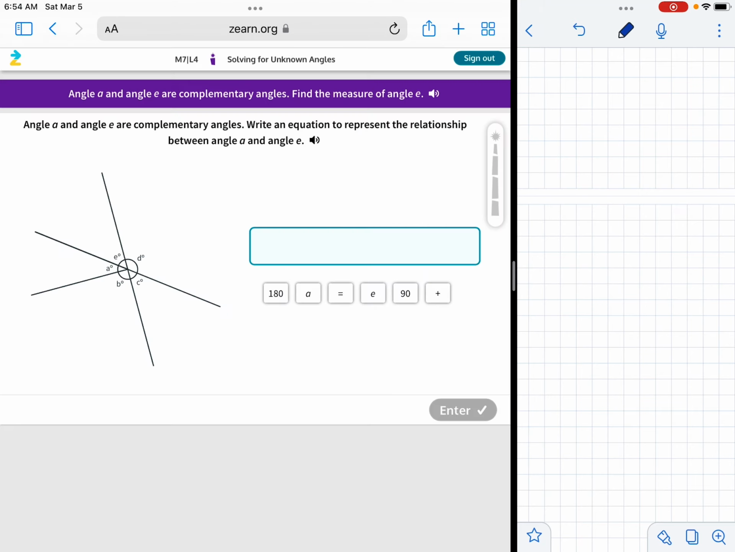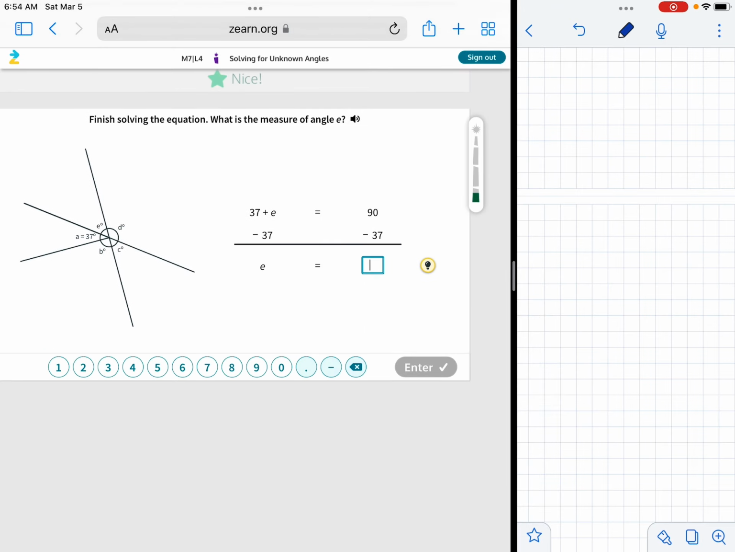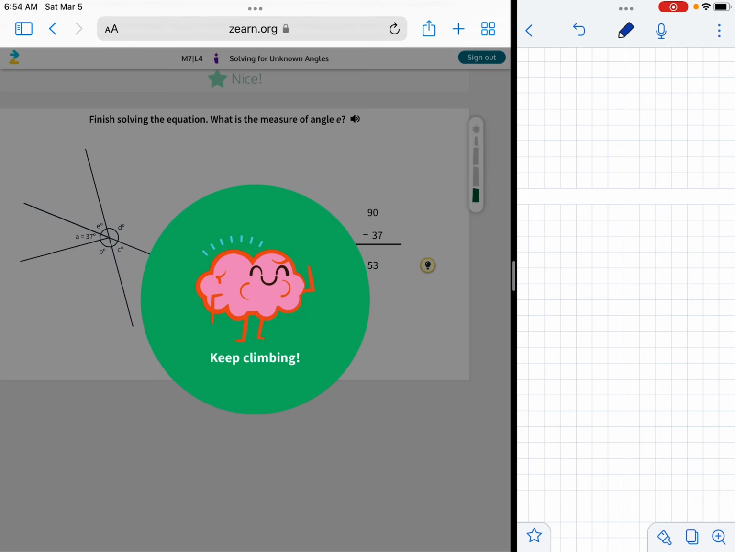All right. A and E complementary. So A plus E equals 90. We're going to subtract 37 from both sides. 90 minus 30 is 60. 60 minus 7 is 53. Done with our first block.